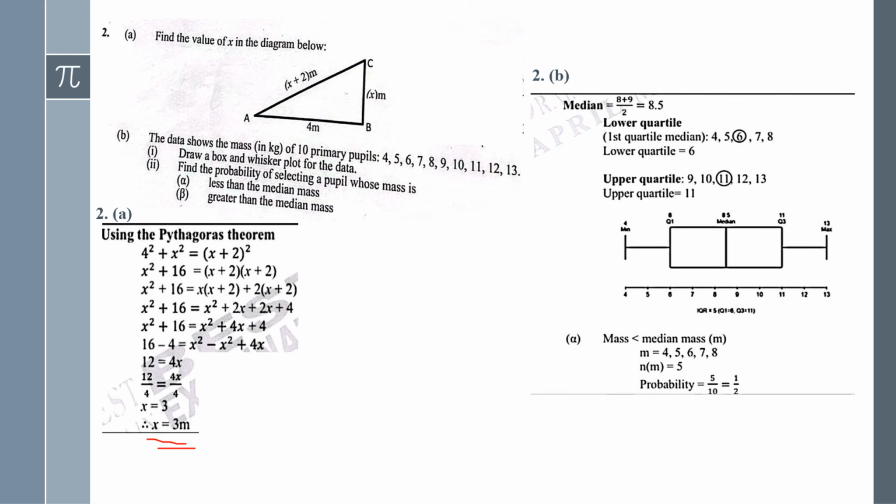And 2b, the data here shows mass in kg of 10 primary students. You have to draw a box and whisker plot for the data. We'll find the probability of selecting the people whose mass is less than the median mass and greater than the median mass. So that's what we have at the right section. This is our box and whisker plot for the data, and then our median mass.